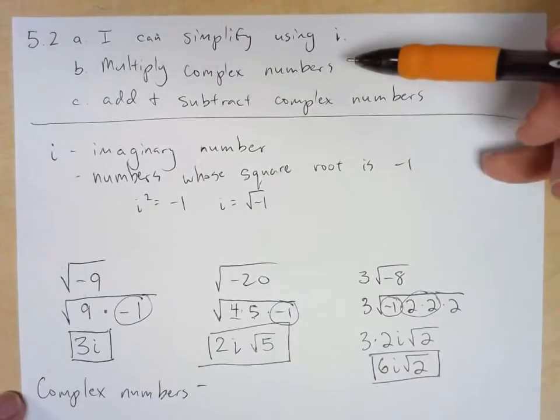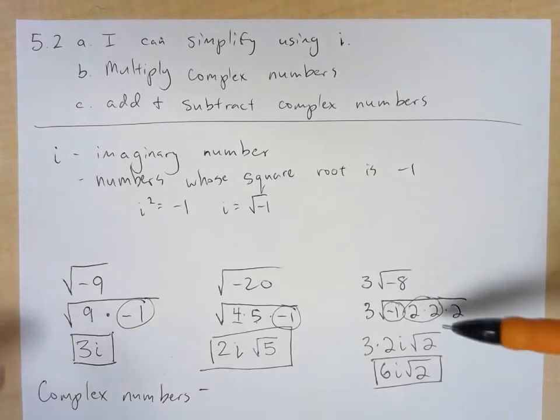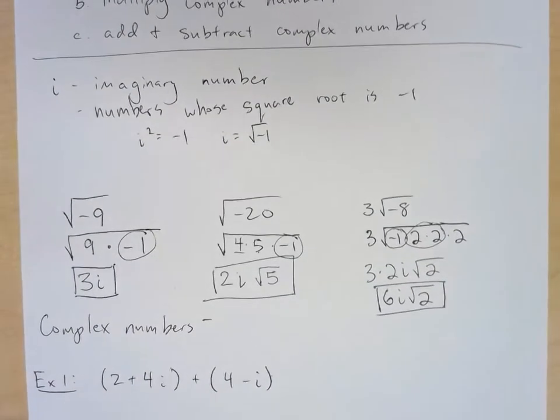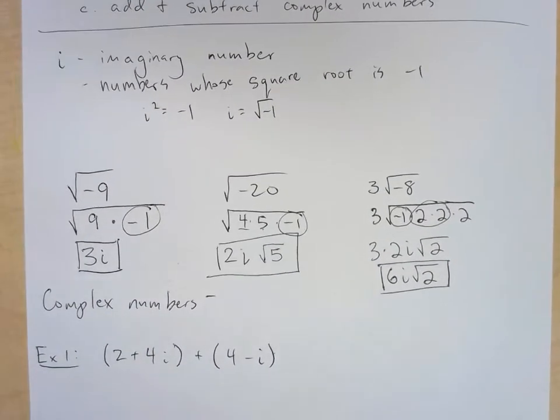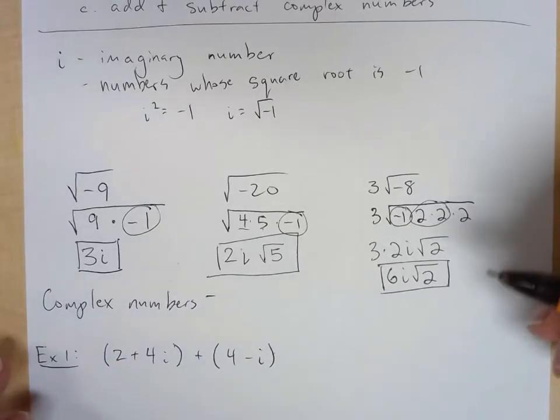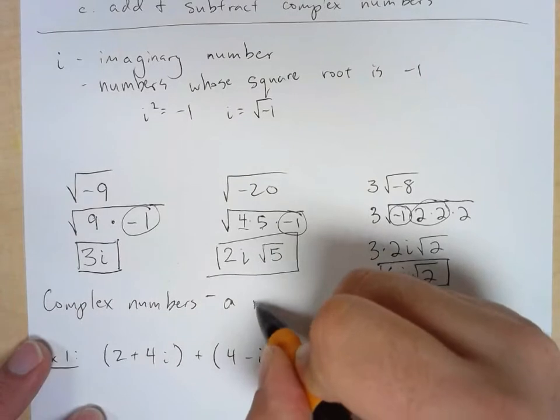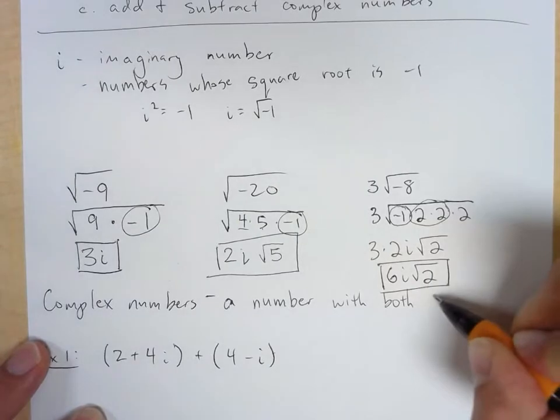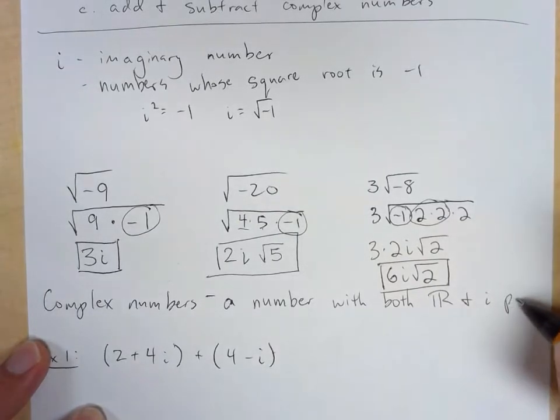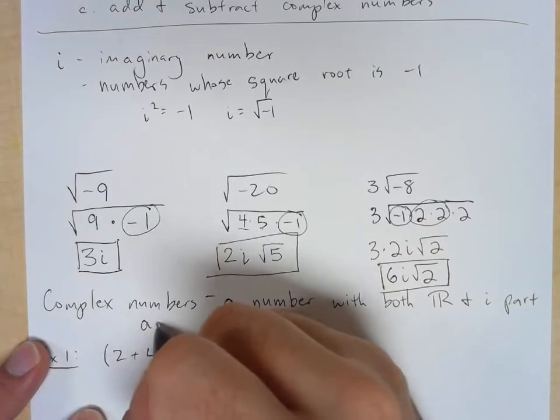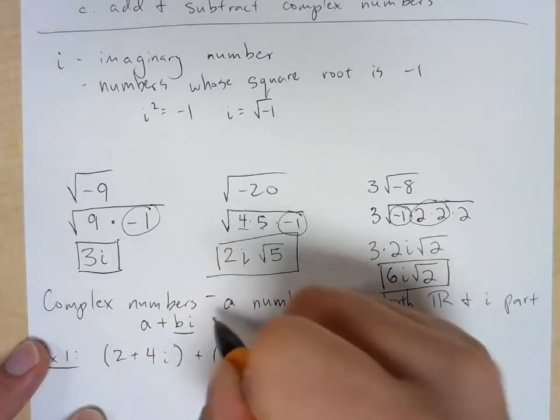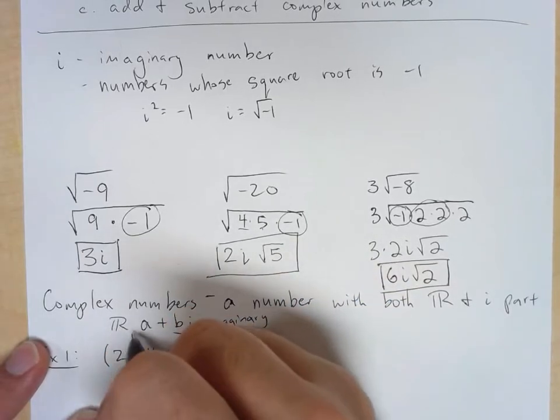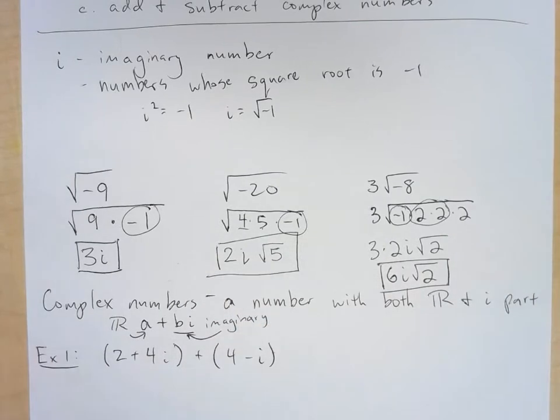Okay, so that's 5.2a, which is simplifying using i. And we're going to use this in the process of doing our adding, subtracting, and multiplying of what are called complex numbers. So complex numbers are written down here. You can see what they are in example 1, 2, and 3 down here. Complex numbers are a number with both a real and imaginary part. They are always written in the form a plus bi, where the bi is the imaginary and the a is the real. So that's the real, this is the imaginary stuff.